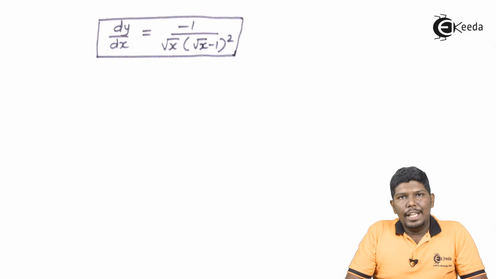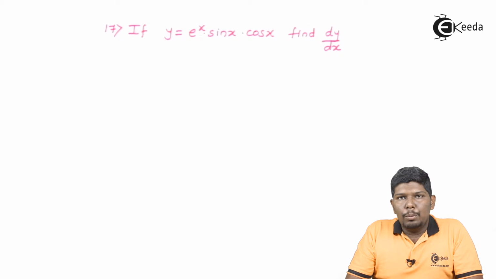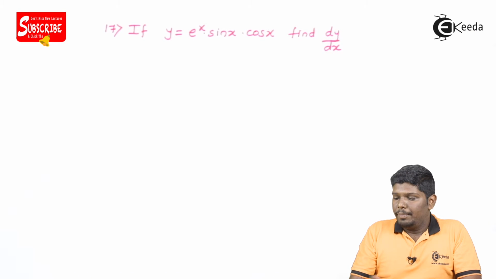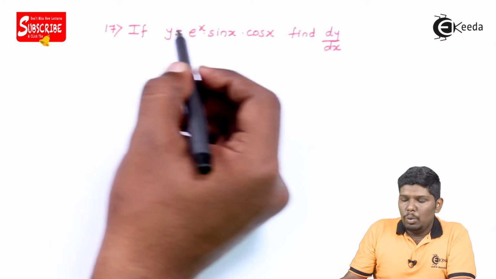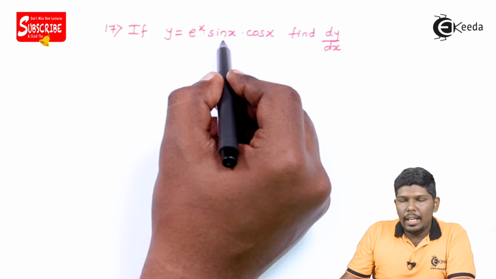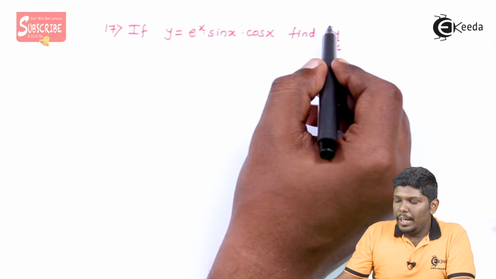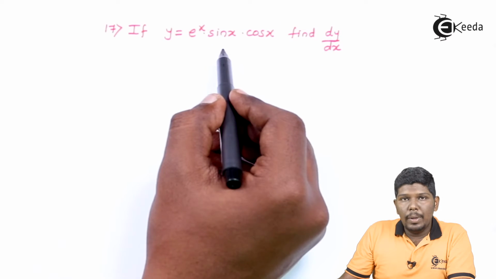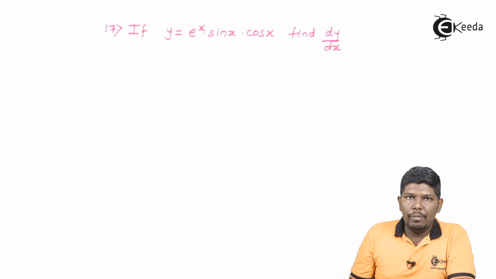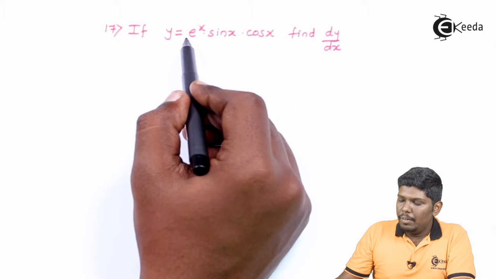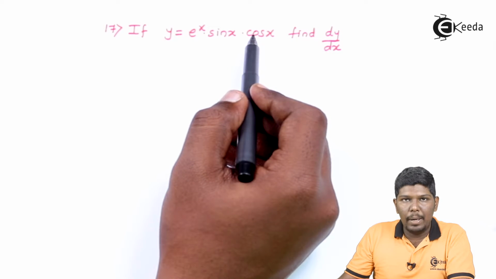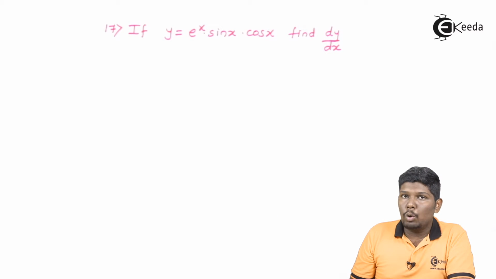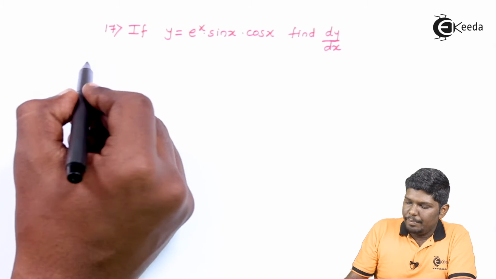Let us take the next numerical. In the last numerical we are going to see, if y is equal to e raised to x into sin x into cos x, find dy by dx. Now this numerical is different from the previous sums since we have here three functions which are multiplied. So in this case we are going to use UVW rule. Let us see what it is.